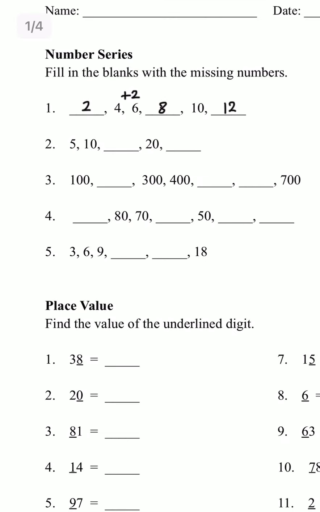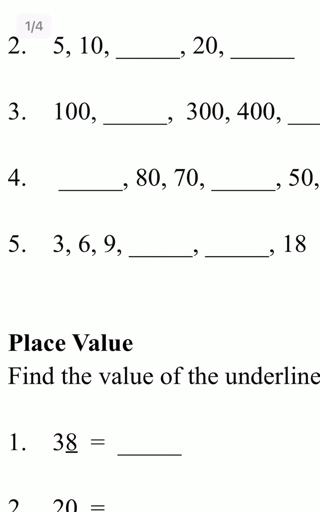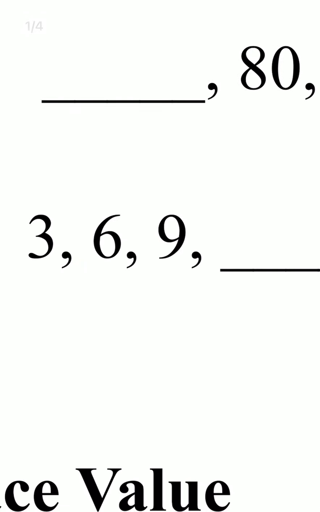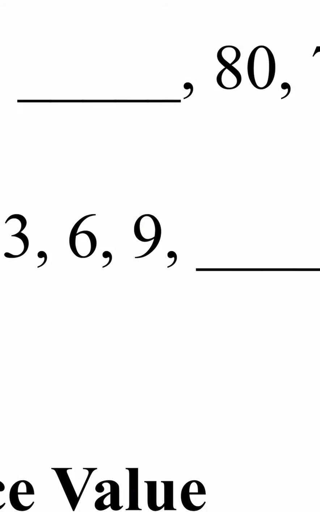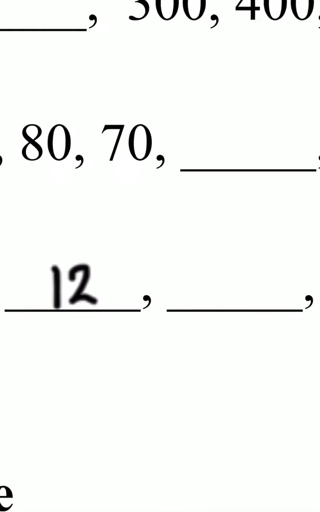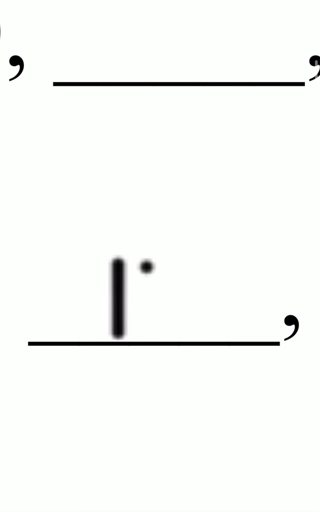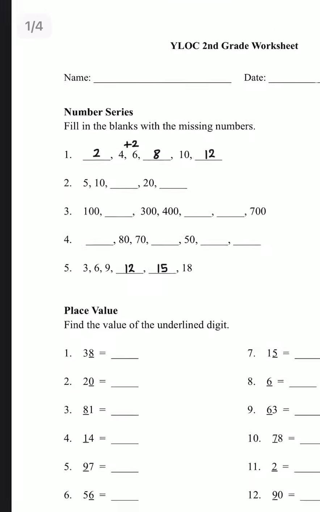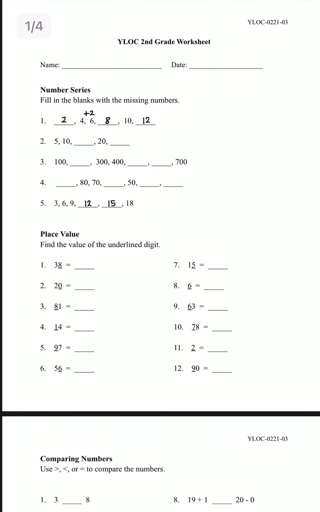Let's look at number 5. There are 3, 6, 9, blank, blank, and 18. And if you look at the pattern, we can see that the numbers are adding up by 3. So 3 plus 3 is 6. 6 plus 3 is 9. 9 plus 3 is 12. 12 plus 3 is 15. And 15 plus 3 is 18. So the answers are 12 and 15.